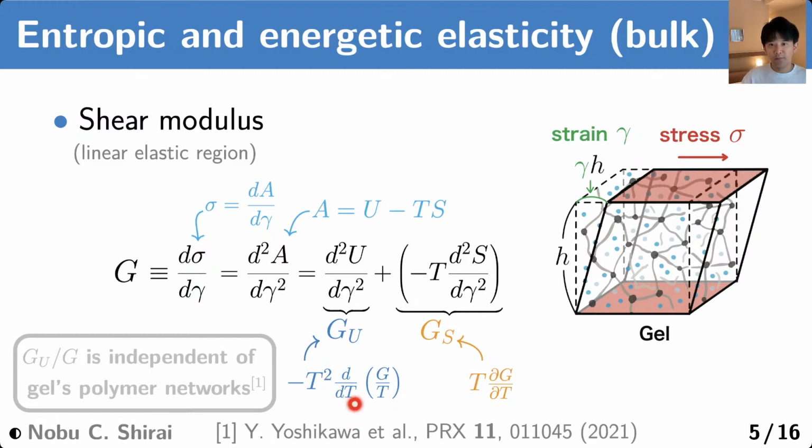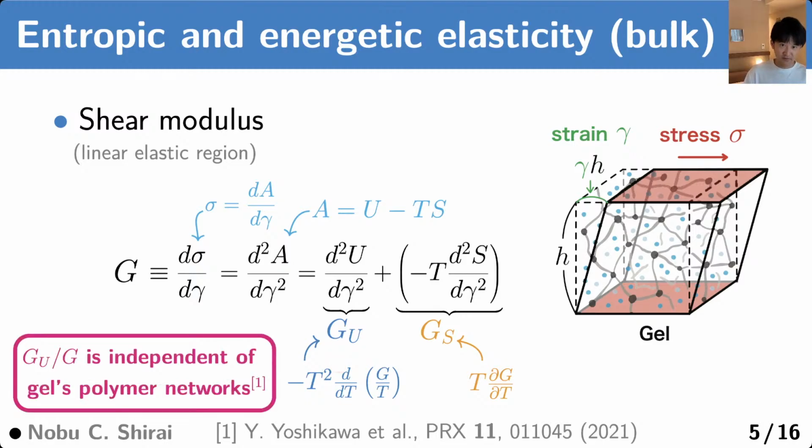If we use the Maxwell relation, we can deform it to this form, using G and T, and again entropic elasticity is also written by G and T. So once we get the temperature dependence of G, we can decompose it into GU and GS.